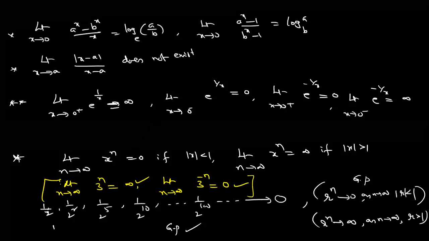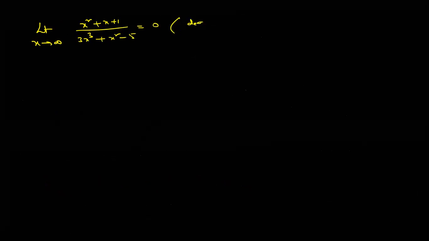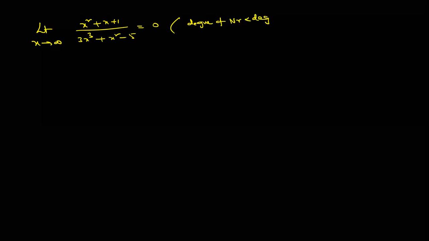So different models I'm taking. See, for example, limit x tending to infinity, (x square plus x plus 1) by (3x cube plus x square minus 5). Answer is 0. How? Simple. What is the case? Degree of numerator is less than degree of denominator. Please remember this one, all of you.